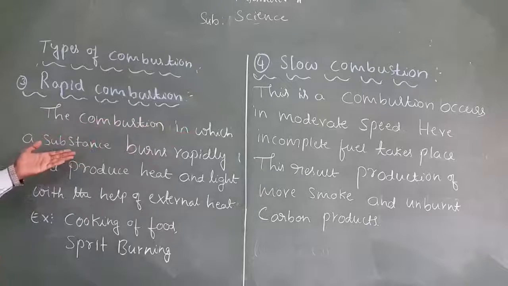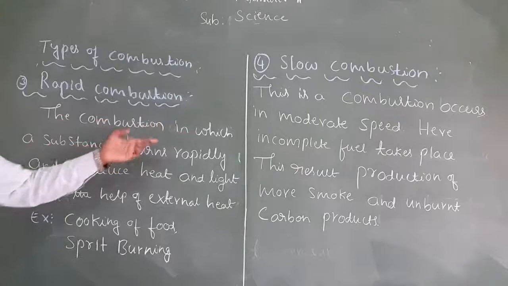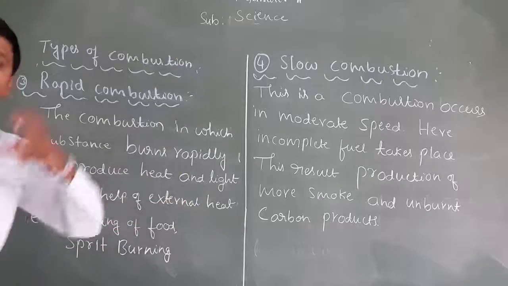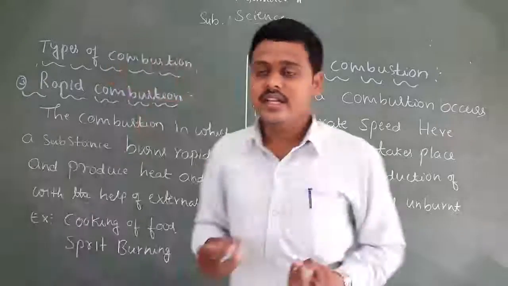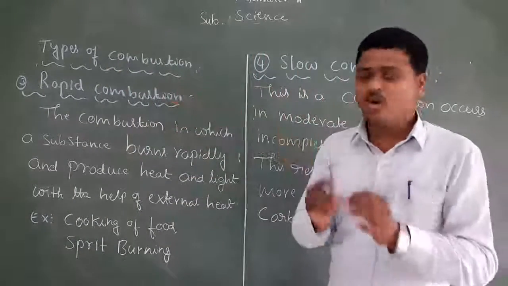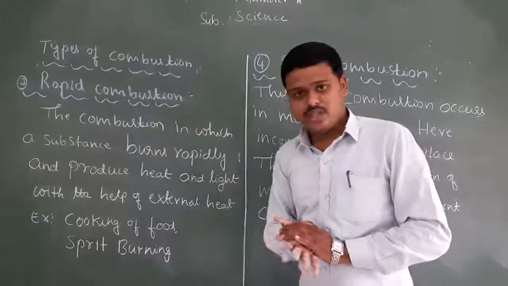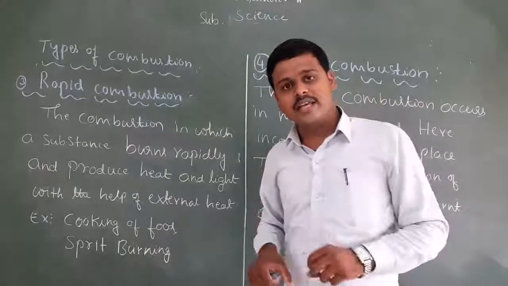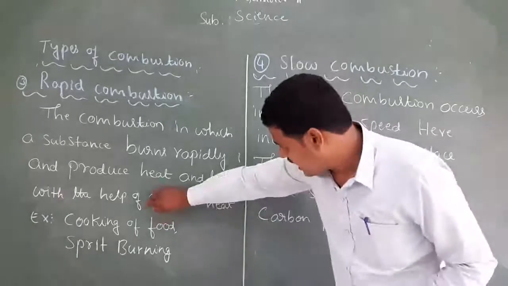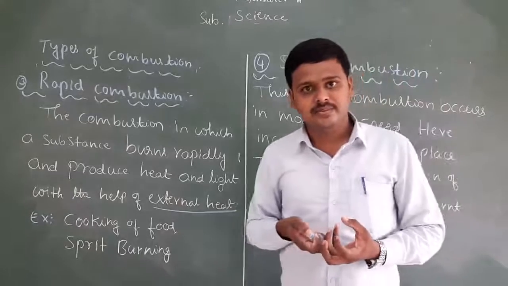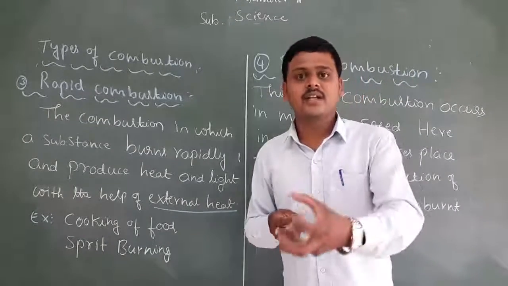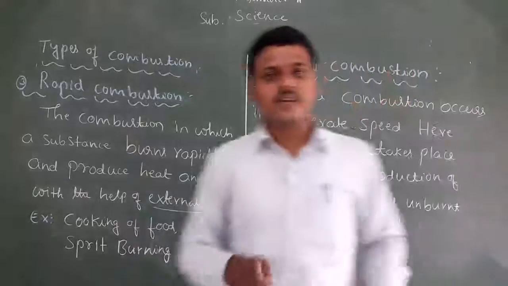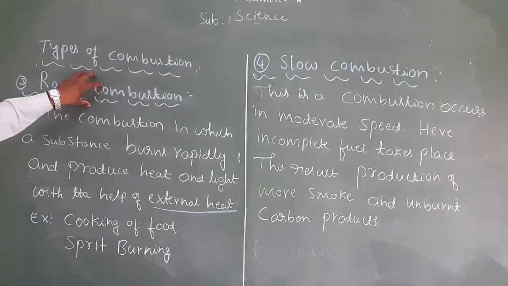It is a combustion in which a substance burns rapidly and produces heat and light with the help of external heat. With the help of external heat, the burning takes place. Such burning is what we call rapid combustion. Can you give me an example? Cooking of food. How does cooking take place? By external heat, which is LPG or whatever burning fuel we are using. This external heat is very helpful for producing rapid combustion.